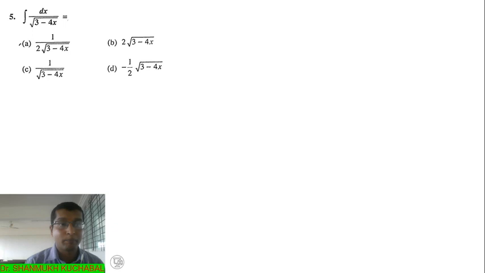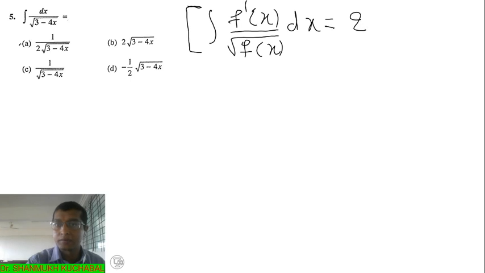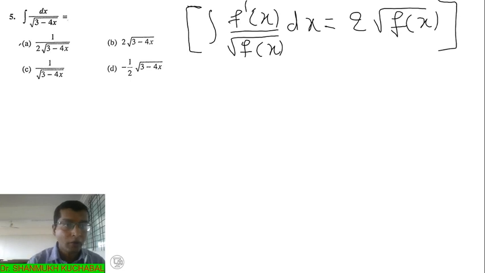Yes. Next example: integration of dx divided by root of 3 minus 4x. We can adjust the denominator's derivative in terms of the numerator. For your understanding, once again I am writing this expression. The integration of f dash of x divided by root of f of x dx equals 2 times root of f of x.